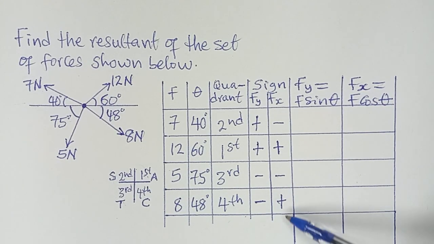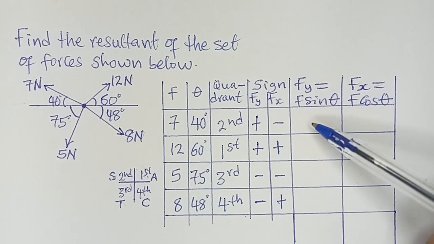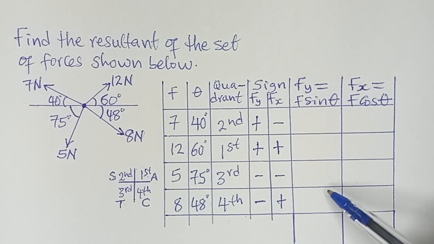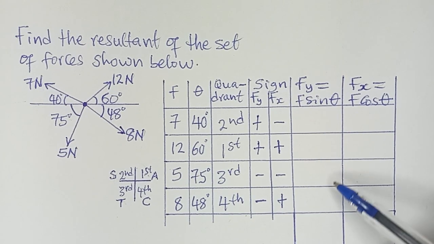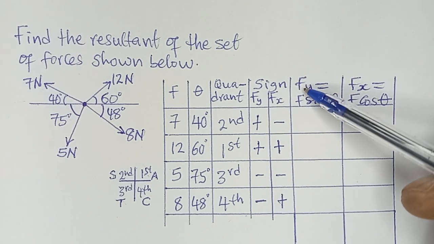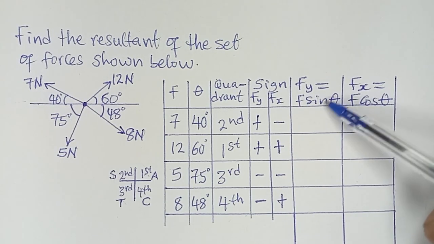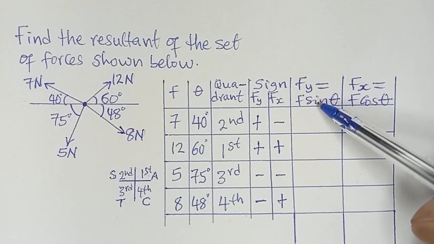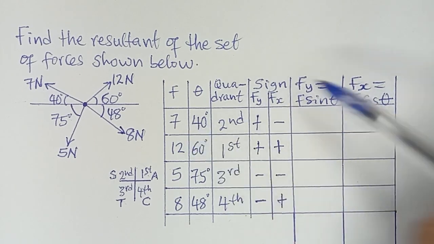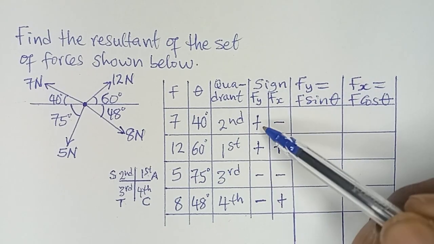So these are the signs. Take note of these. If you are able to remember these signs, it will help you in getting the vertical and horizontal components in problems like this. So now we can use these signs to obtain our vertical component. Don't forget, the formula for vertical component is F sine theta, that means the force multiplied by the sine of the angle. The force I have here is 7, so I have 7 sine 40, because the angle is 40 and the sine is positive.